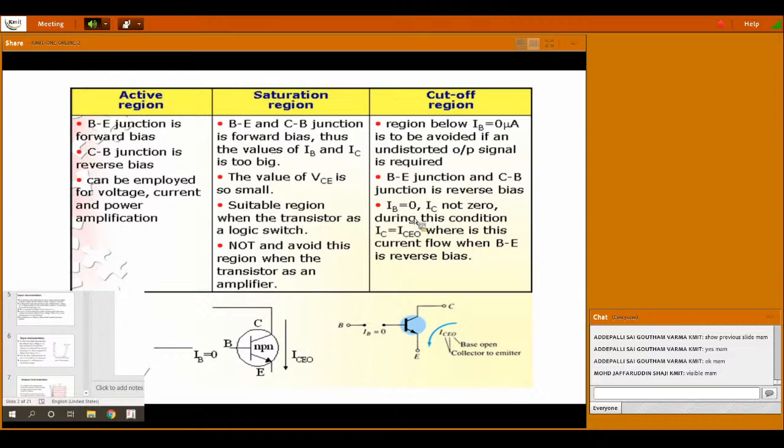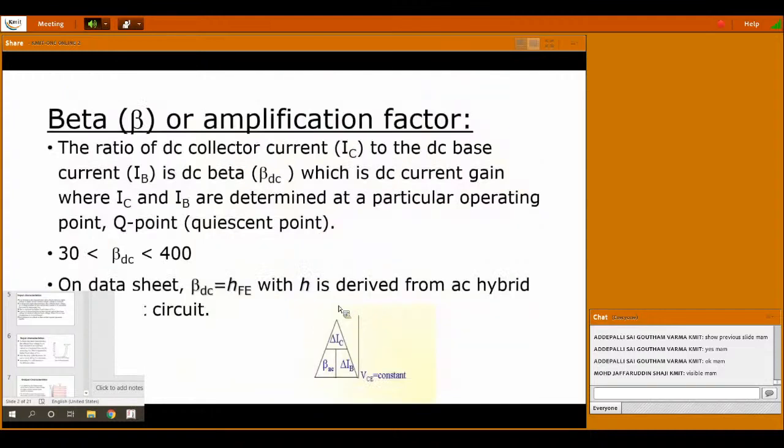Next, IB is zero, but IC is not zero, since your emitter terminal is open. When the emitter terminal is open, a small amount of leakage current flows through your base junction, since the output junction and input junction are reverse biased. That amount of current is approximately ICEO, which is in the range of nanoamps or microamps. So next, beta is 40 to 400. Already we have discussed this beta DC. If you are finding your DC current gain, apply DC voltages at the input and output junctions. If I want to find your AC beta amplification factor, or AC current gain, then I have to apply the AC signal sources at the input. So simply we'll replace this.